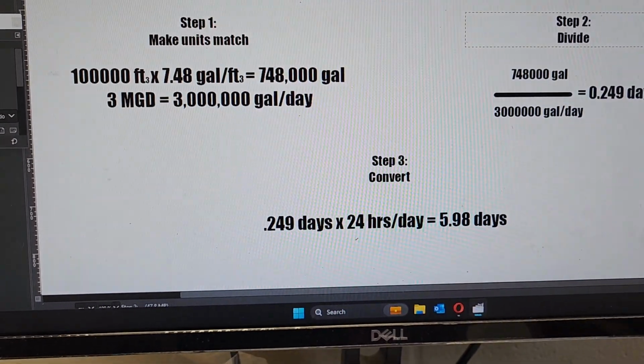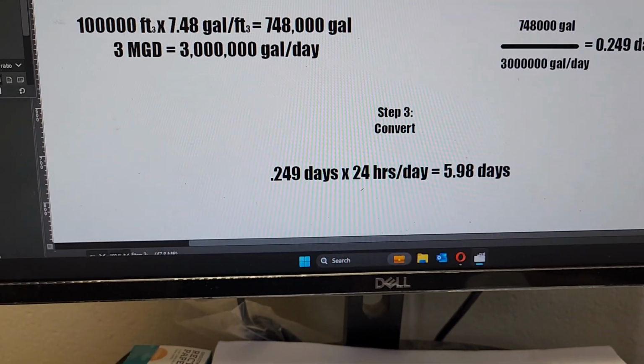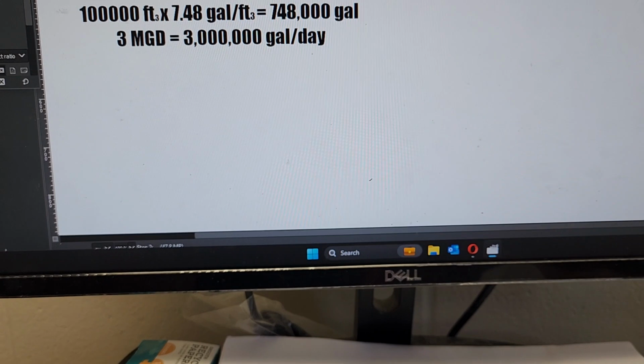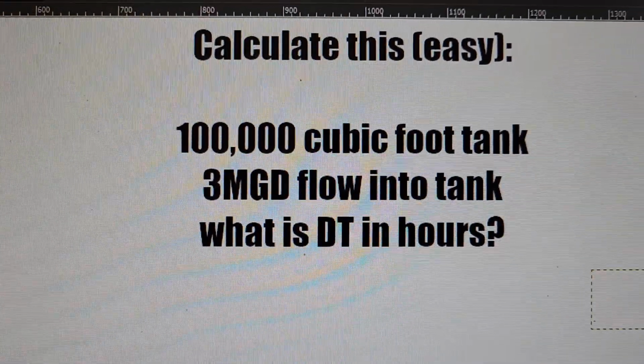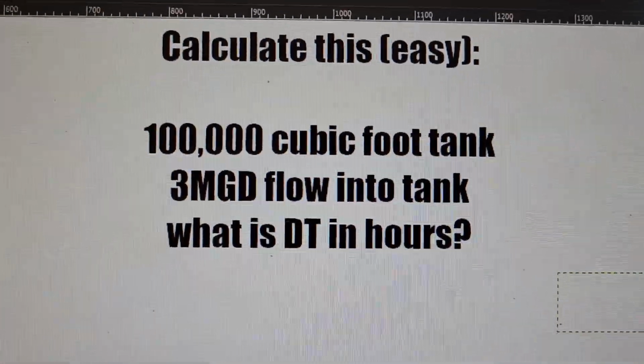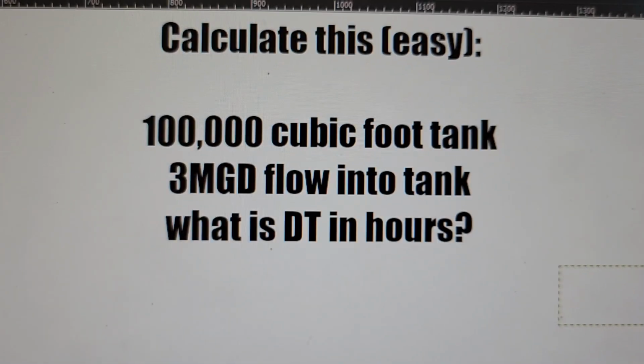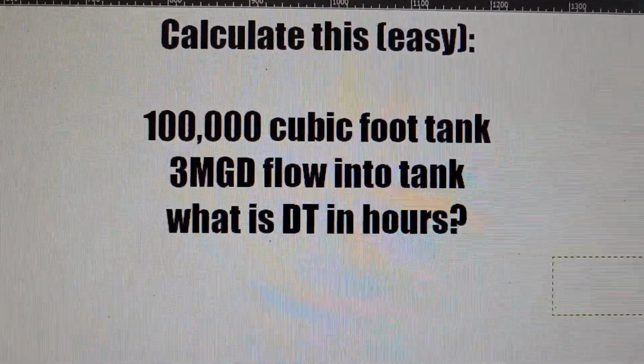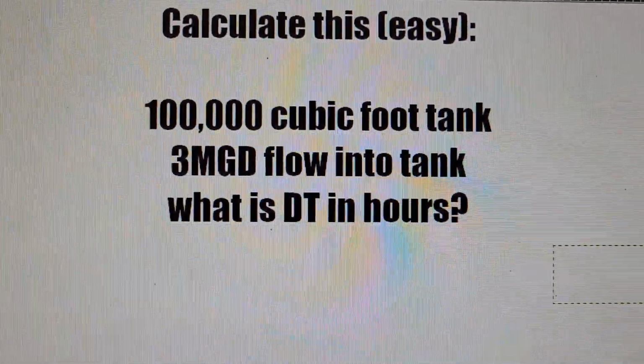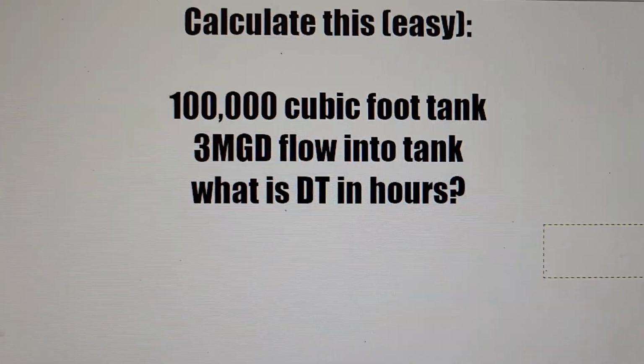Damn it, I was supposed to have all this hidden. But I got this problem here for you. Calculate this out. You can pause the video if you want and just get your answer. I'm gonna roll here in a sec.